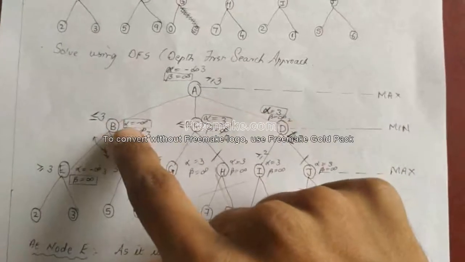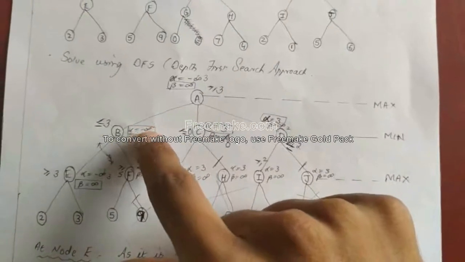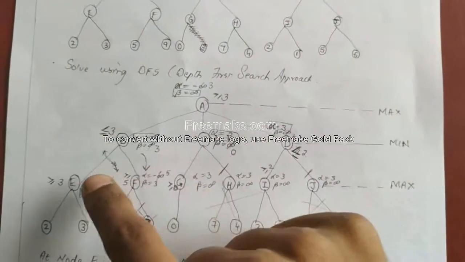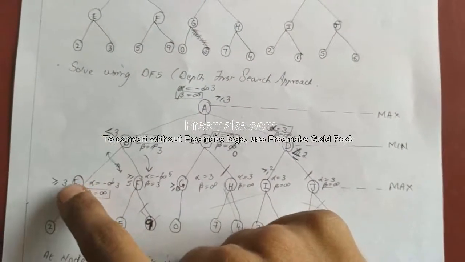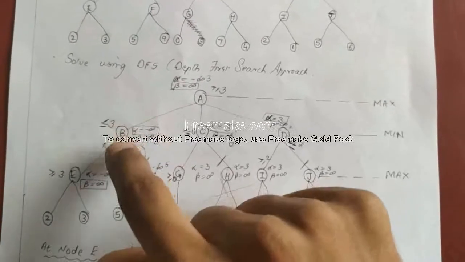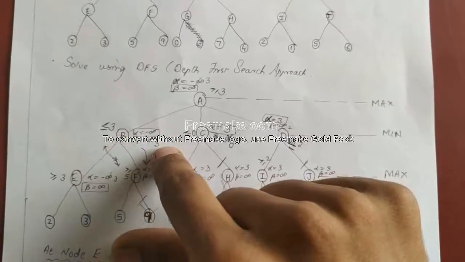So moving on to node B. At node B, the initial values of alpha and beta are alpha is equal to minus infinity and beta is equal to infinity. So the value 3 is moved from node E to node B. Then this value is initialized to beta.